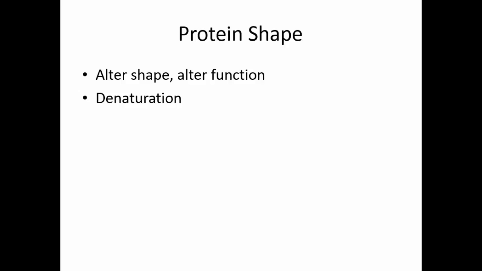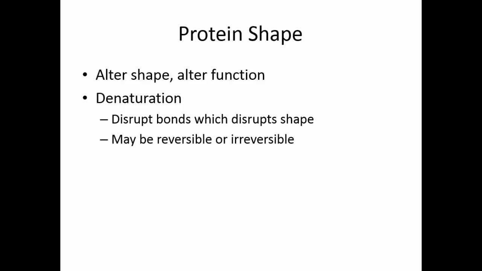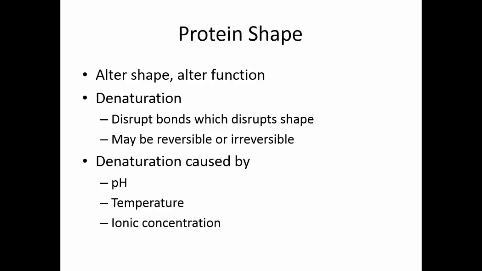This is called denaturation. Denaturation disrupts bonds, which disrupts the shape. Denaturation may be reversible, that is, it may let the protein fold back like it was, or it may be irreversible. In other words, the protein is permanently damaged. Denaturation can be caused by pH changes, temperature, ionic concentration, or mechanical agitation.